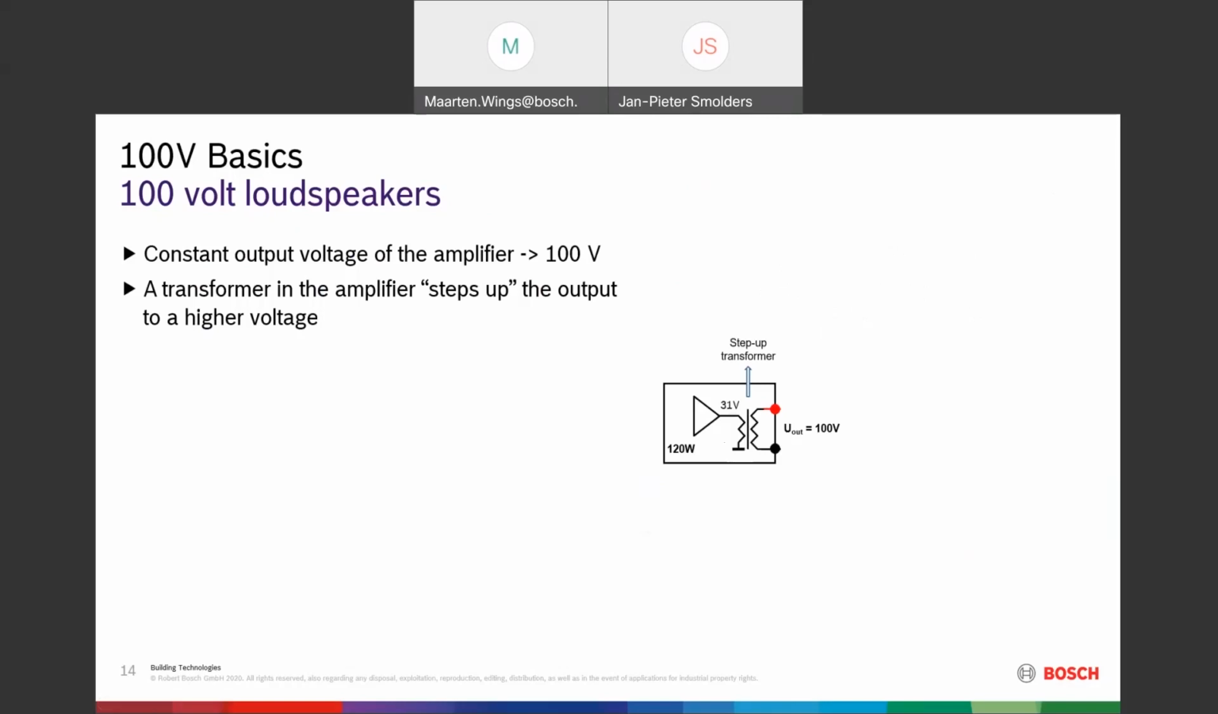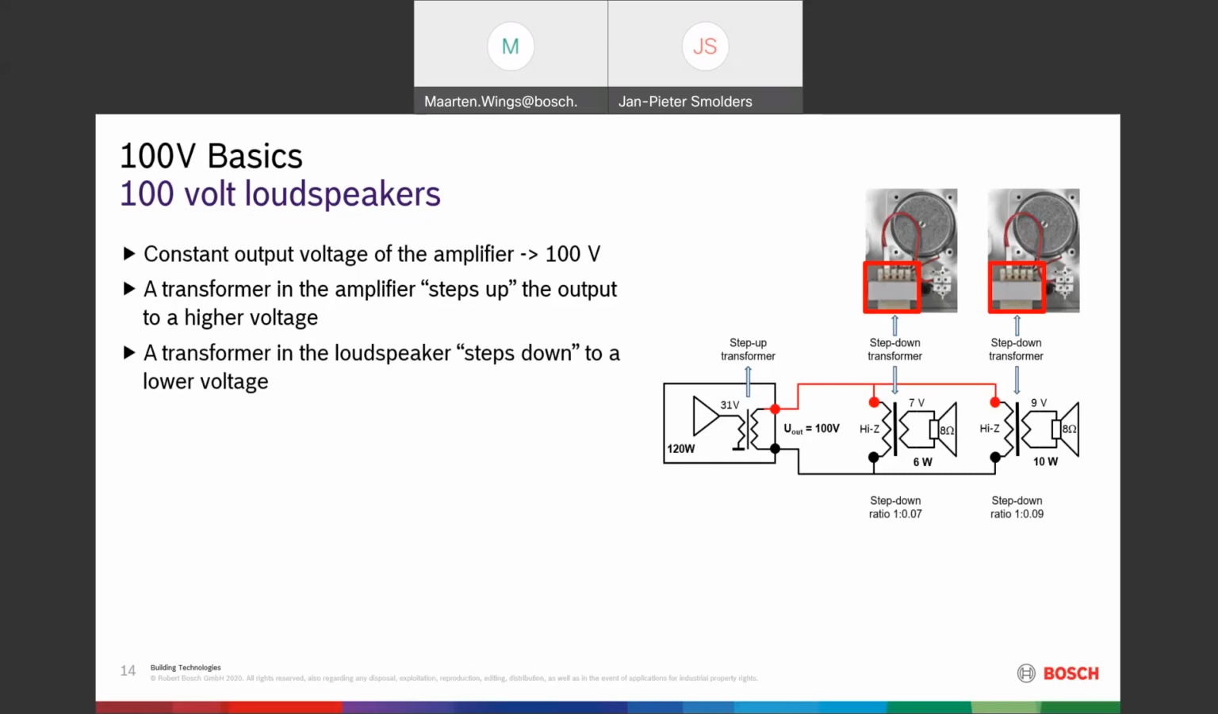If you open it up, you will find a big transformer inside, which will transform the voltage up from 31 volt to 100 volt. So that's what we call a step-up transformer. The transformer inside the amplifier will transform the 31 volt up to 100 volt. And there we have the 100 volt loudspeaker line.